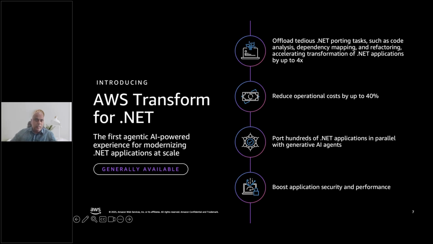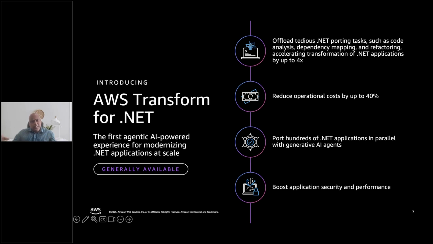And you can port hundreds of applications at scale by pointing us to a repo, and then we'll be able to take it from there. And essentially, just by running them on the latest versions of .NET, you are boosting the security as well as the performance of your applications.